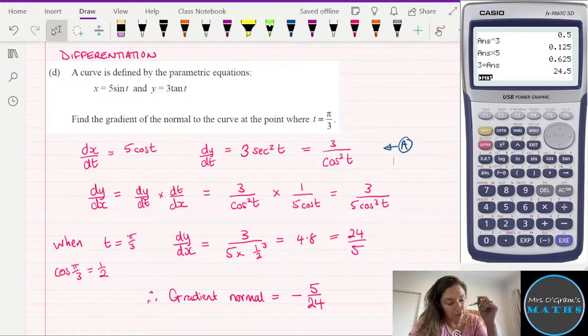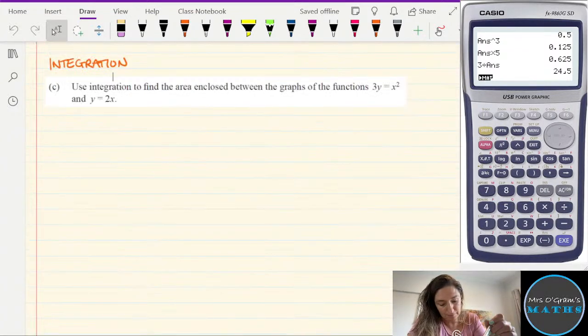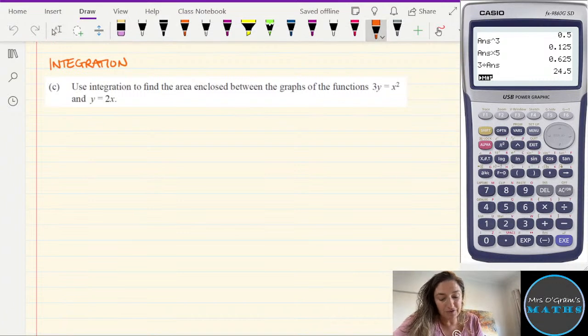All right, so on to integration. We're going to use integration to find the area enclosed between these two graphs. What we need first of all is where those graphs intersect.